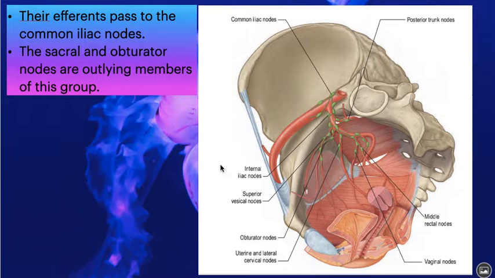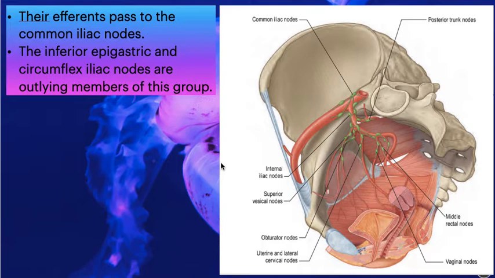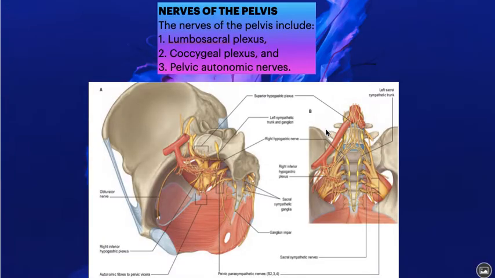The sacral and the obturator nodes are outlying members of the group. Then we have 8 to 10 external iliac nodes, not mentioned over here, from the inguinal nodes, the deeper layers of the infraumbilical part of the anterior abdominal wall, the membranous urethra, the prostate, the base of the urinary bladder, the uterine cervix, and part of the vagina. Their efferents pass to the common iliac nodes over here. The inferior epigastric and the circumflex iliac nodes are the outlying members of this group.